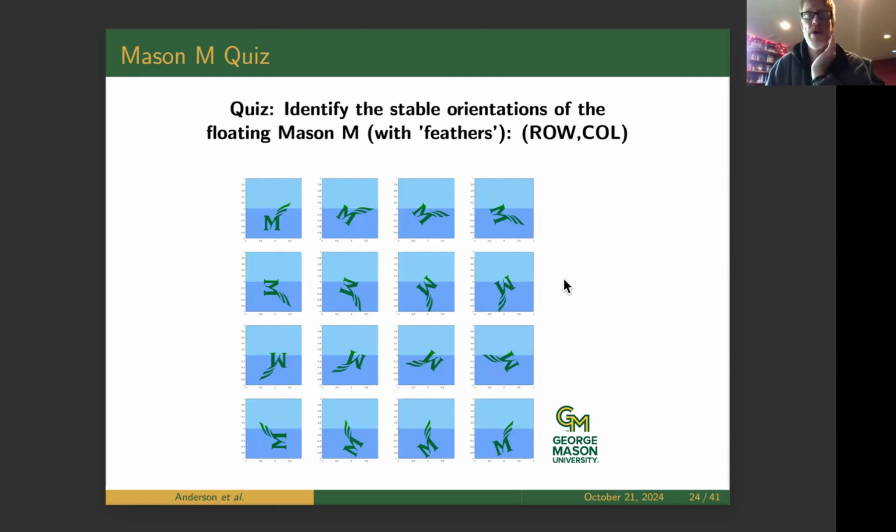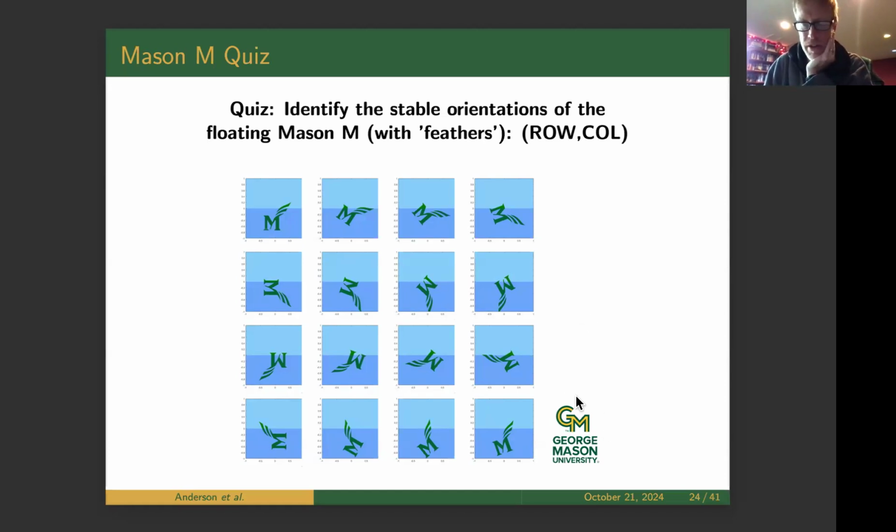So in this grid of four by four plots, the density ratio for this M is about 0.9, I think. There are two stable equilibrium orientations, and two unstable equilibrium orientations, and the rest are just not in equilibrium. So I'll give you a minute to see if you can pick out the stable equilibrium solutions.